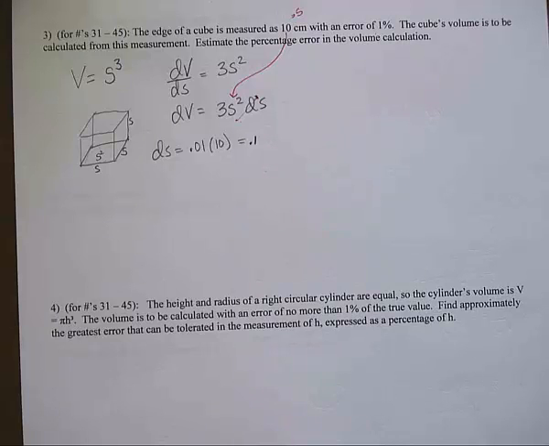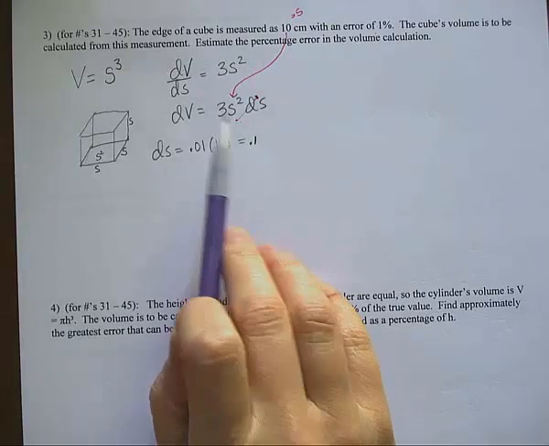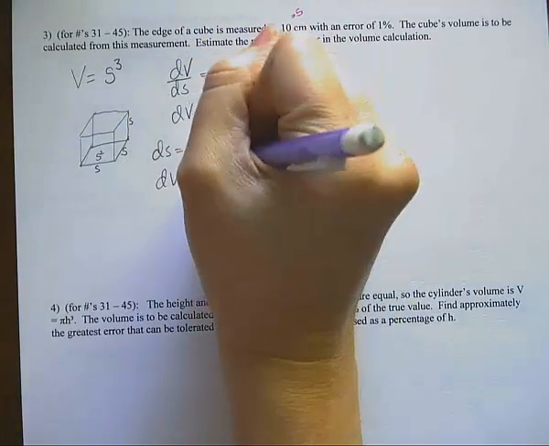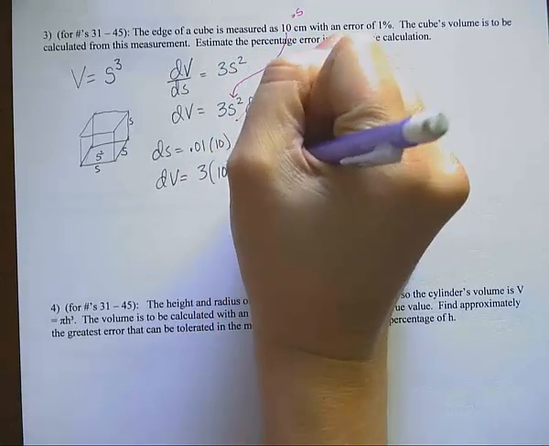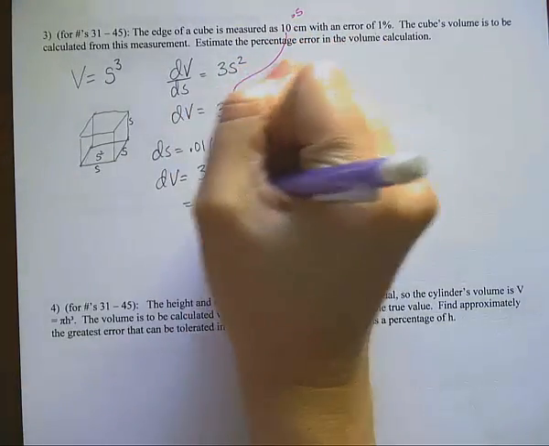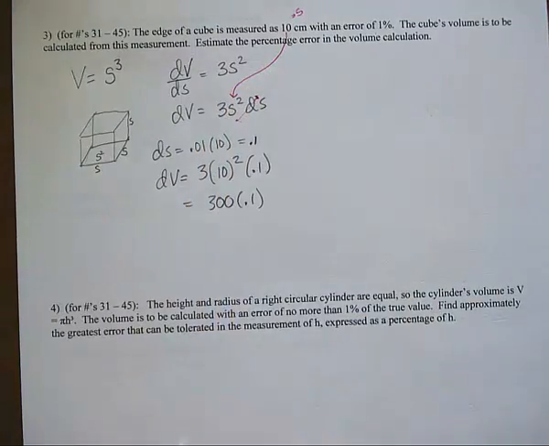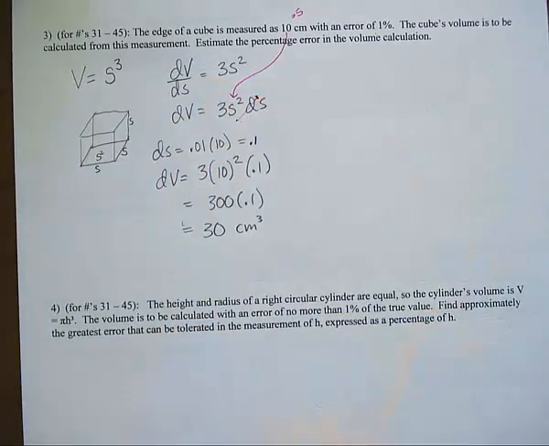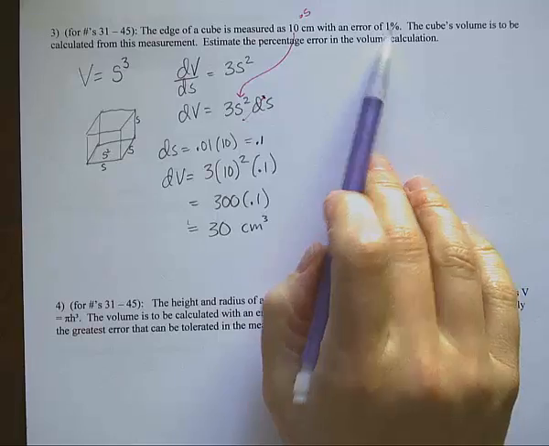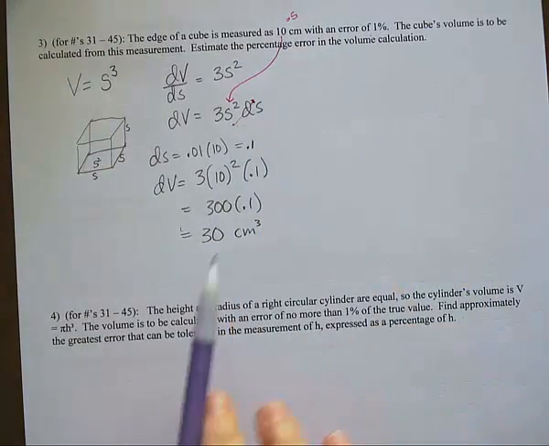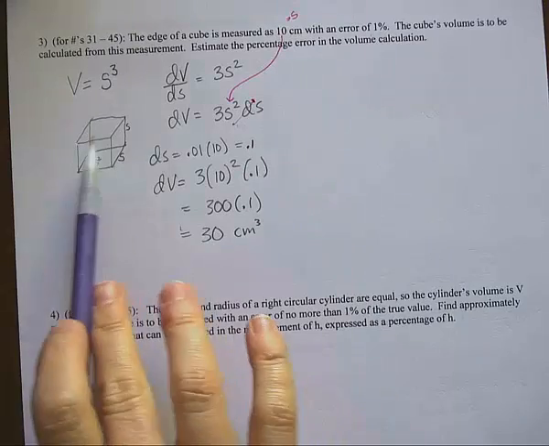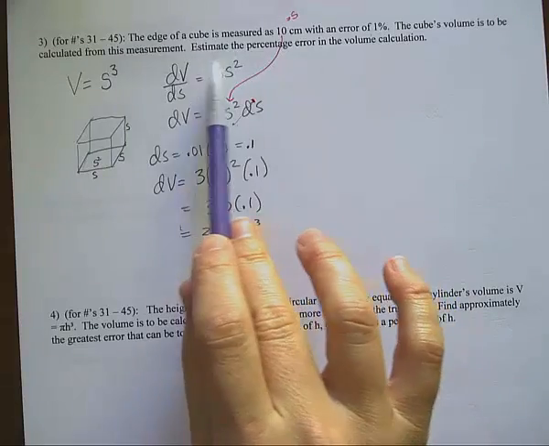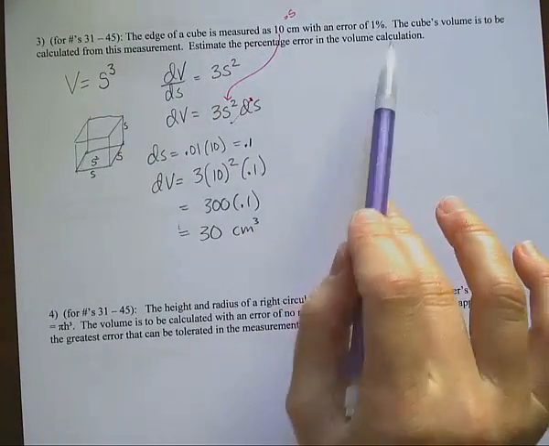So now I can figure out how this error of 0.1 centimeters is going to affect the error in my volume calculation. So my volume calculation is now 3 times 10 squared times 0.1. And so that ends up being 300 times 0.1, which moves the decimal 1 spot back. So that ends up being 30 cubic centimeters. So my error of 1% with the side ends up creating an error of about 30 cubic centimeters for the volume inside the box. But it wants us to write our answer as a percentage of the volume calculation.